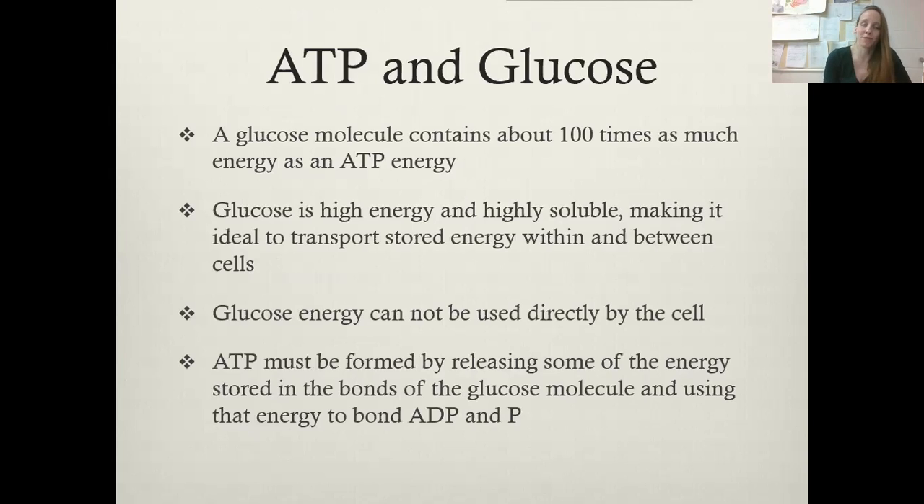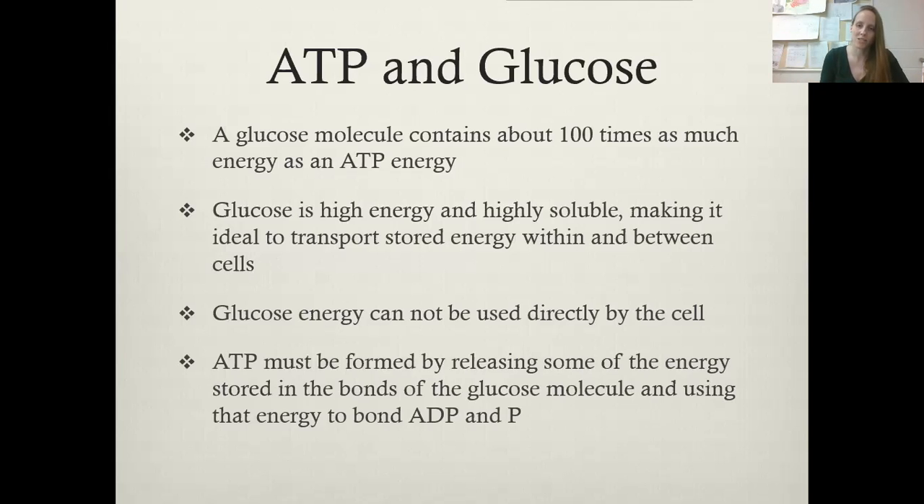Glucose is obviously very high energy. It's also highly soluble, so it dissolves really well in water, which is what makes it such a good storage place for energy. It can hold a lot of energy and it can move in and around cells really easily because there's a lot of water in the cytoplasm and in the extracellular fluid. But again, glucose cannot be directly used by the cell. We have to turn that stored energy in the glucose into ATP first.